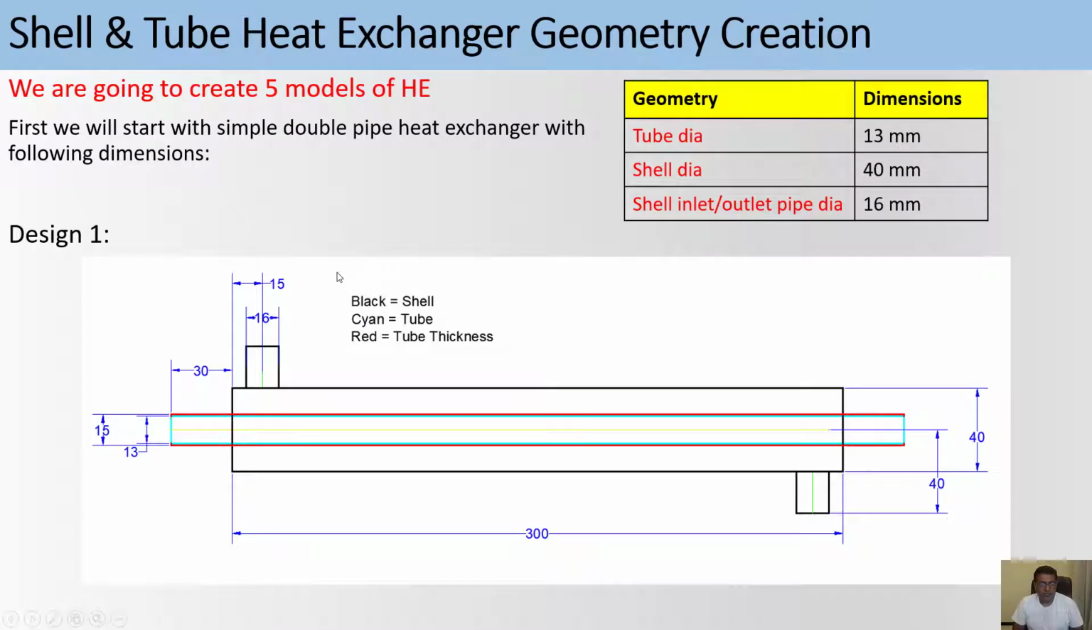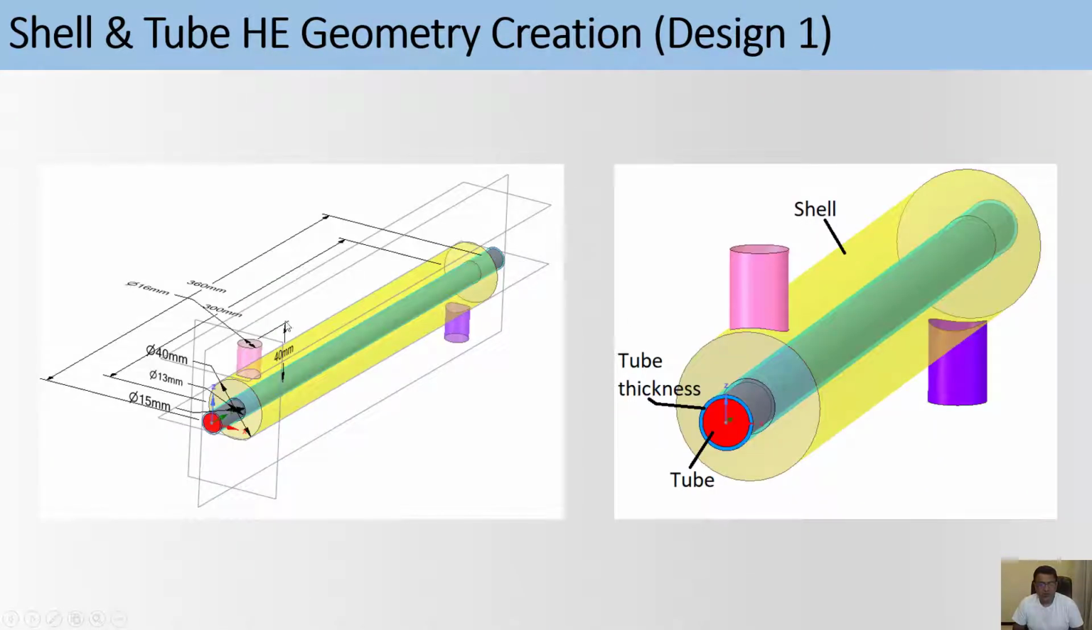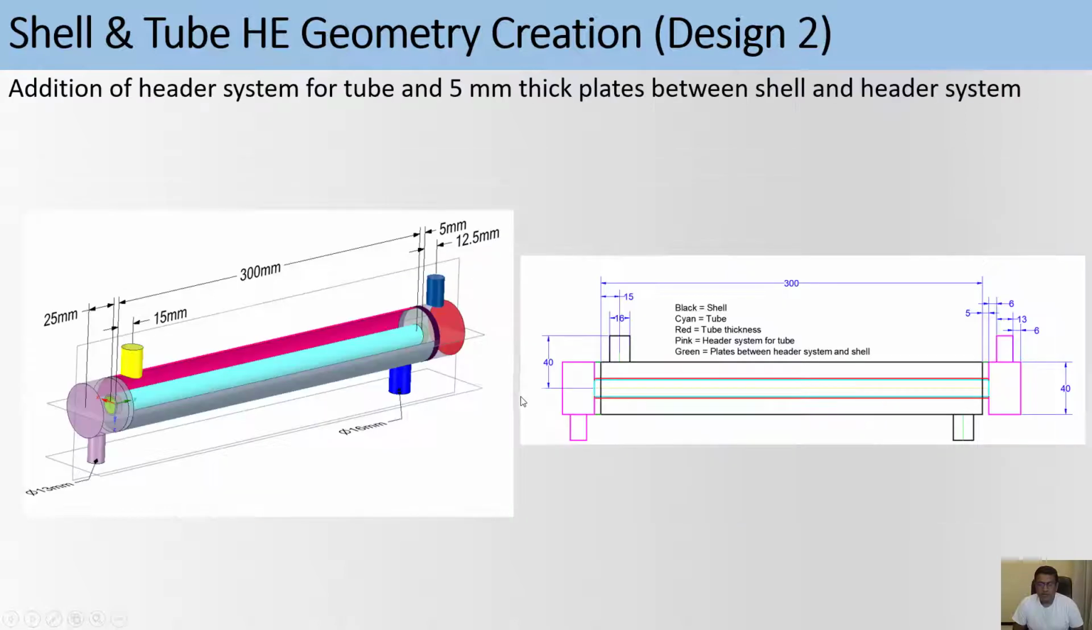These are the basic dimensions for the first design, which is the pipe in pipe without any header system on both sides. And you can see the dimensions and the geometry making. They are the tube thickness and the shell side, shell inlet, shell outlet. The tube inlet is from the right side and this is the tube outlet.